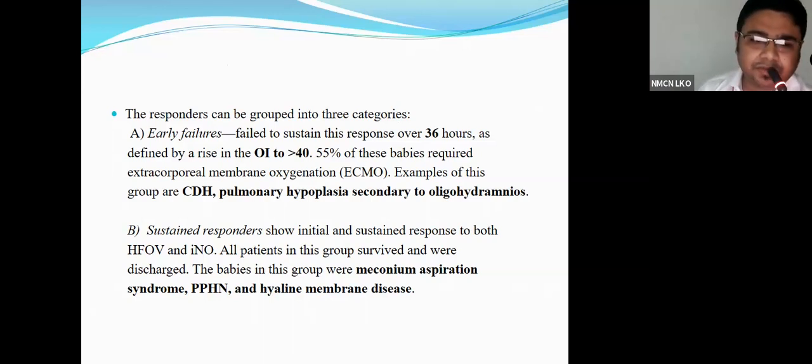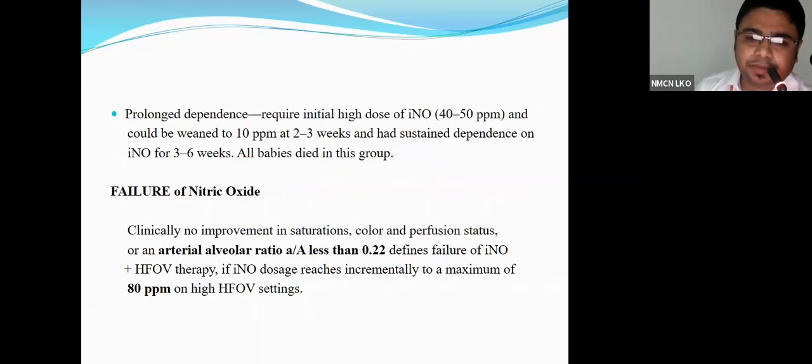The third category of babies are into prolonged dependence, who require nitric oxide for a prolonged period of duration, more than 2 to 3 weeks, and it can even be extended to 6 weeks. But most of the babies died in this group, as studied by Goldman.